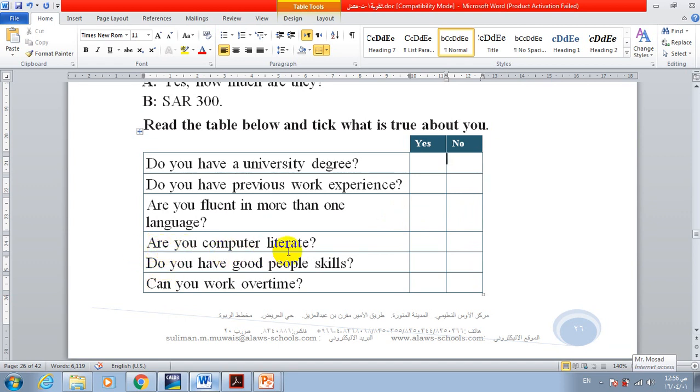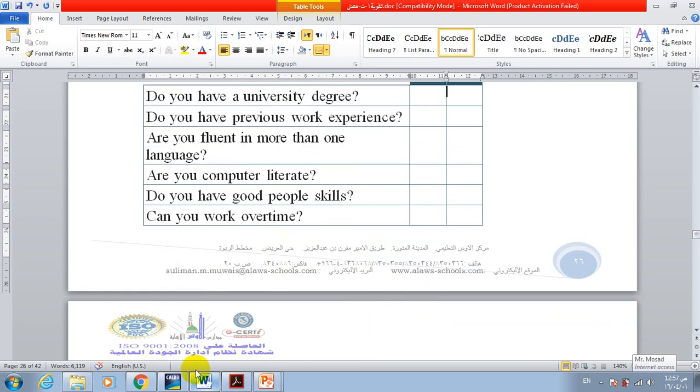Another question, are you computer literate? If you are, put a tick here under yes, and if you aren't, put a tick here under no. And do you have good people skills? If you have good people skills, put a tick here under yes, and if you don't, put a tick here under no. Can you work overtime? If you can, put a tick here under yes, and if you can't, put a tick here under no. Okay, my dear students, this is our lesson for today.